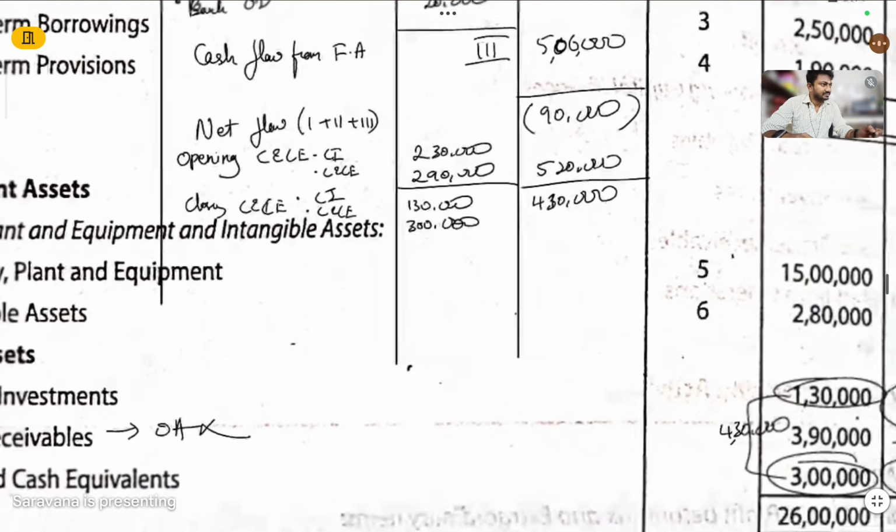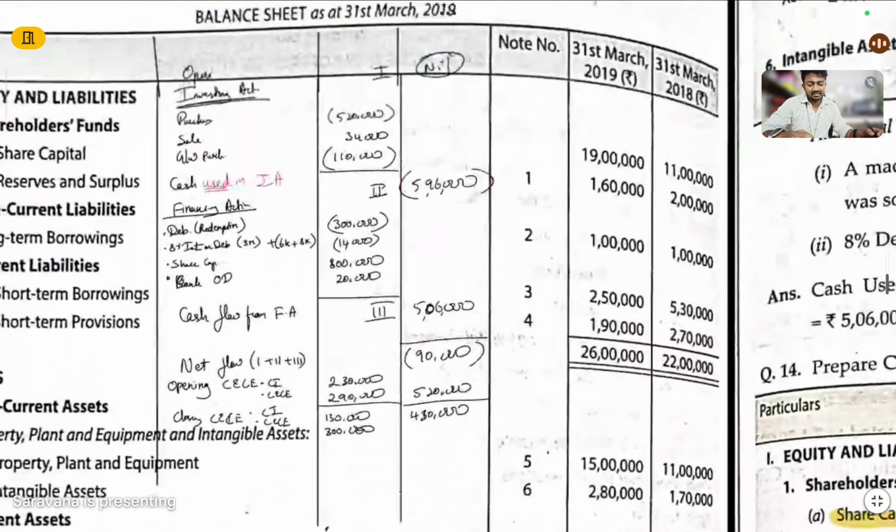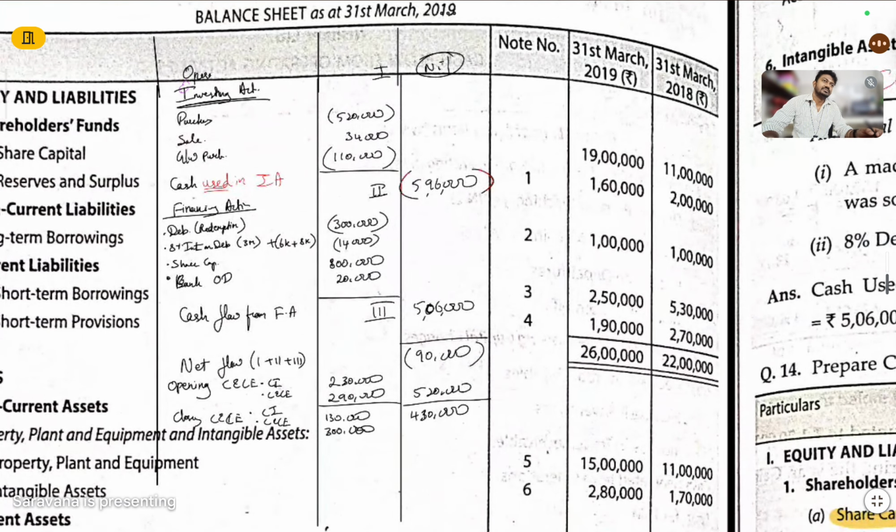Is it clear? Understanding? Yes, sir. Easy? So by this the sum gets over. This is how you need to do the sum. The concept you should be crystal clear. Okay? Once again we'll do a fast recap of the full cash flow.